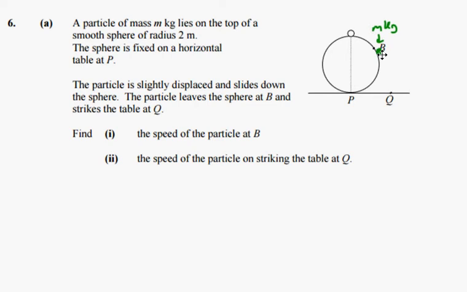Now, when you leave the sphere, you have two velocities, don't you? You have one going to the right and one going down. Which one stays the same, and which one gets accelerated after you leave? Down gets accelerated, but going to the right remains the same. So this one gets bigger while the other one stays the same.